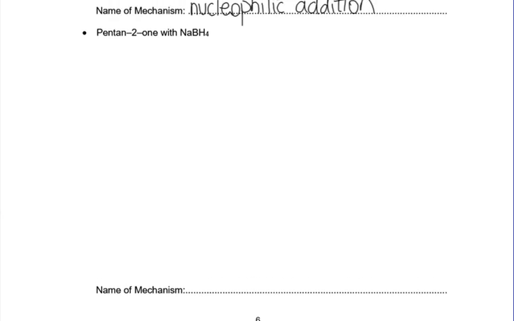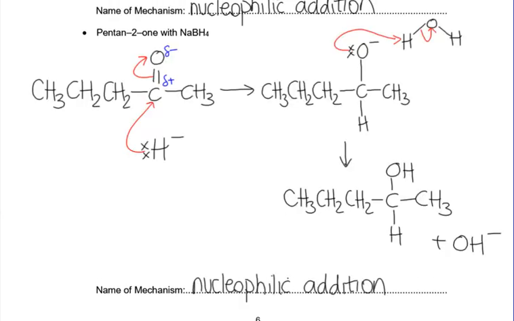So pentan-2-one with sodium borohydride. You should have got something looking like this. Check your answers, make sure you're happy with everything that you've drawn.